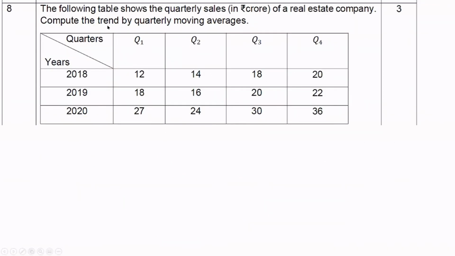Next question: the following table shows the quarterly sales in crore rupees of a real estate company. Compute the trend by, I think this should be 4 quarterly moving averages. So the quarters are given for the years 2018, 19, 20. The quarterly sales in crores of rupees is given in this table. We need to find the 4 quarterly moving averages.